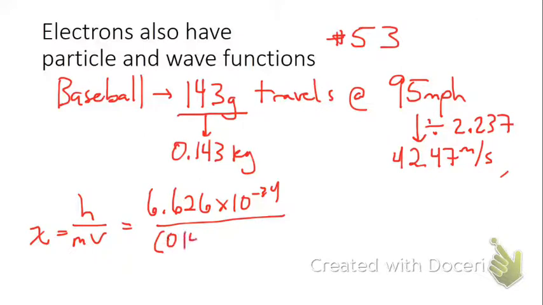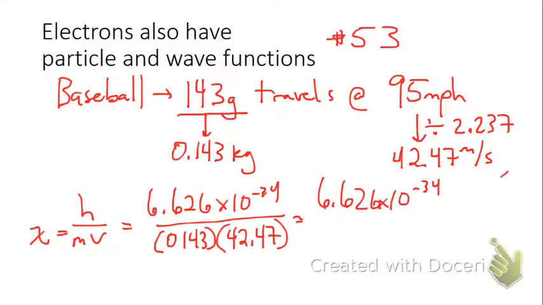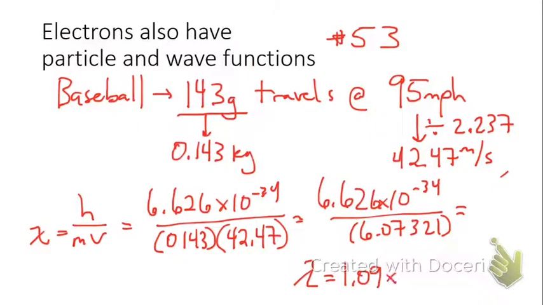So kilograms, and then this velocity. So when we do that, then we just solve. So when we finally solve it, we get our wavelength is equal to 1.09 times 10 to the negative 34th meters.